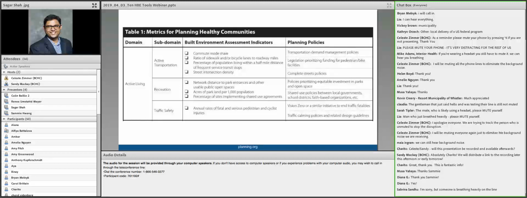Another disclaimer here is that the indicators and policies are not parallel, because of those other criteria that I talked about. We tried to make them parallel, like commute mode share, then what are the policies related to commute mode share, right? We were not able to do that considering the feasibility of the study or the relevancy of the data, etc. So they are not parallel, but if you are looking into a particular subdomain or domain, this is where you start.